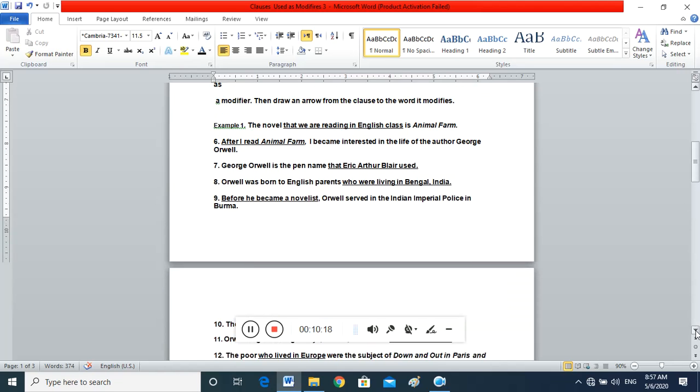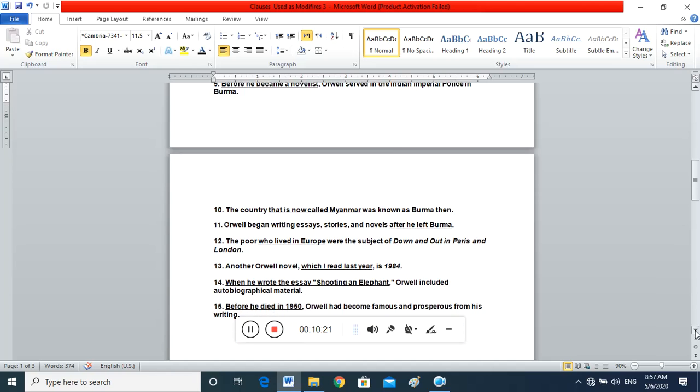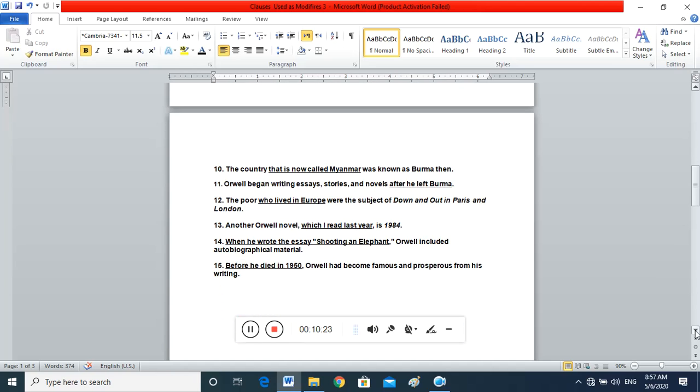Number 10. The country that is now called Myanmar was known as Burma then. Yes, the underlined clause that is now called Myanmar describes the word country, so it acts as an adjective. Please draw the arrow to the word country.